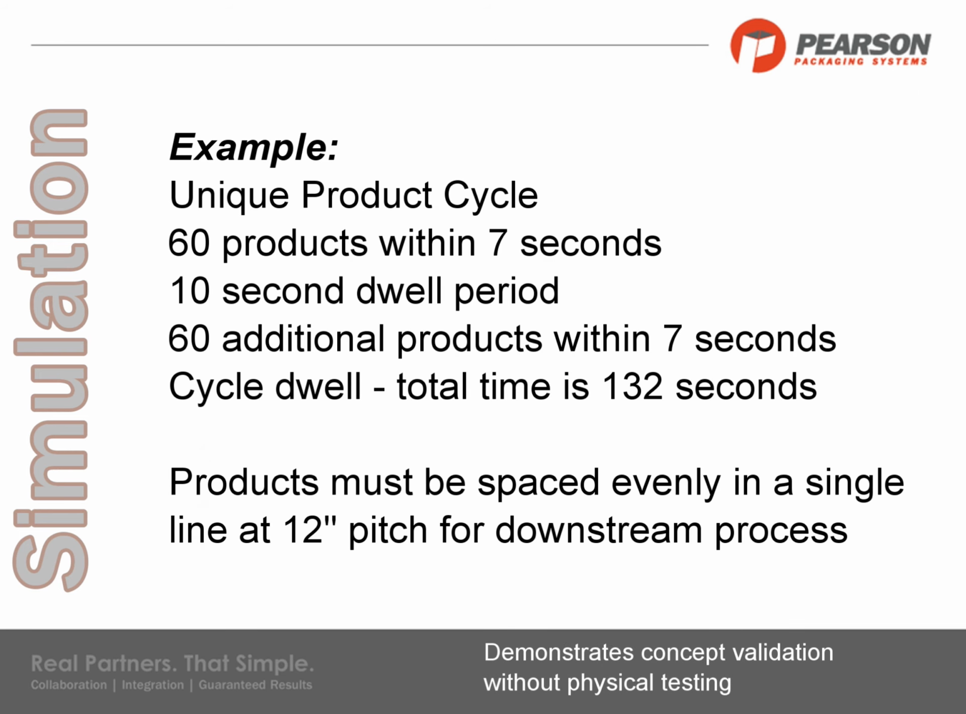In this following example, it was necessary to run a simulation to be able to accurately predict and share the concept for this solution. The product cycle is fairly unique. 60 products can be delivered within 7 seconds, followed by a 10-second dwell, followed by another 60 products, and again a 7-second period, and then there's a long cycle dwell in the production of 132 seconds.